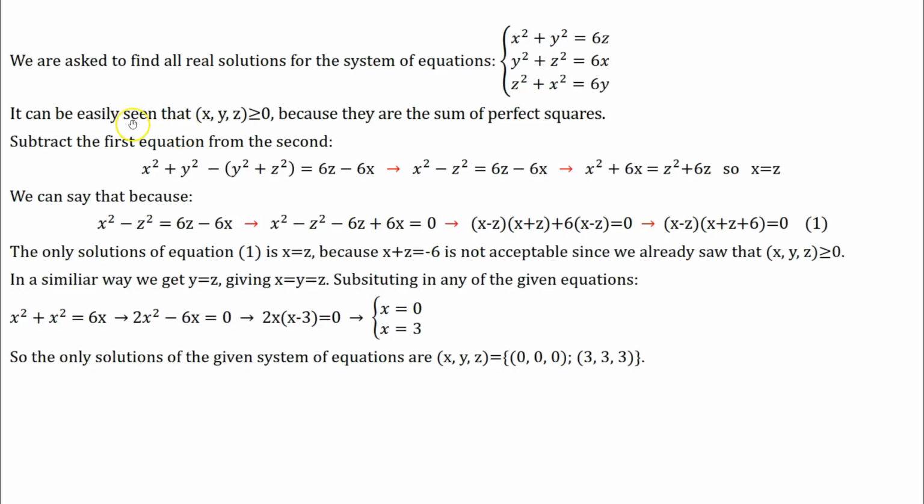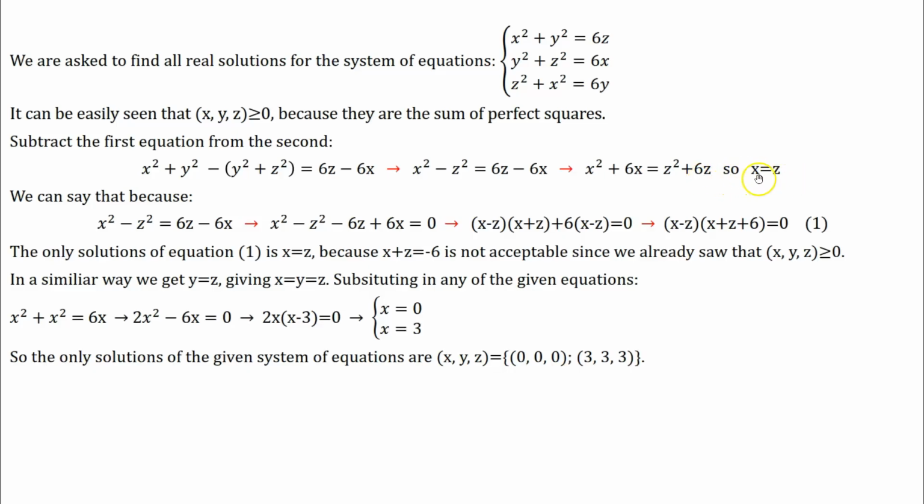So let's try to manipulate the given system of equations by subtracting the first equation from the second, and we will get that x squared plus y squared minus y squared plus z squared is equal to 6z minus 6x, or by doing some simple calculations we will find that x squared minus z squared is equal to 6z minus 6x, or that x squared plus 6x is equal to z squared plus 6z.